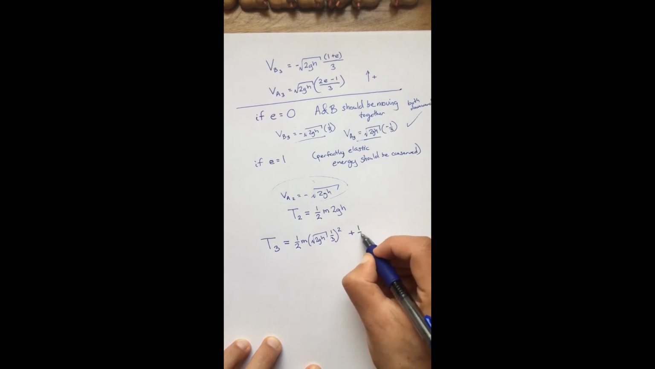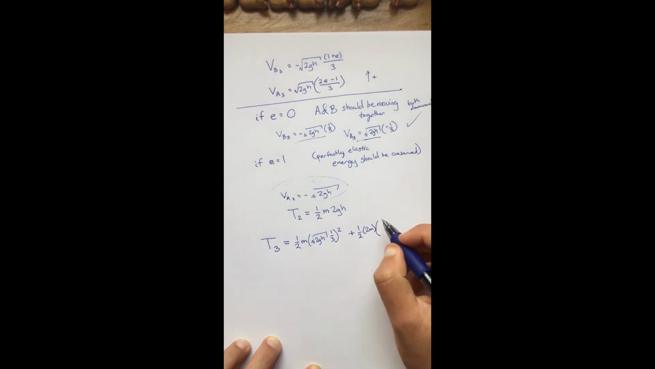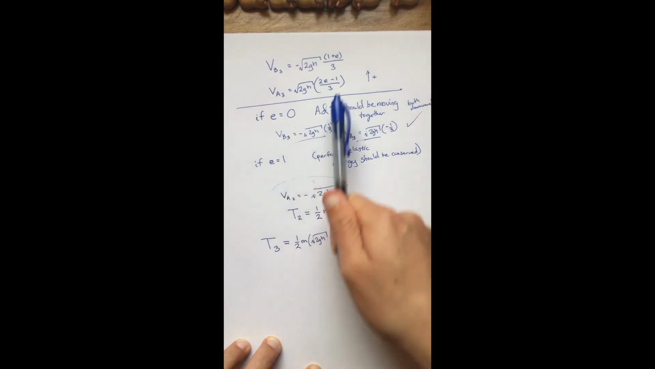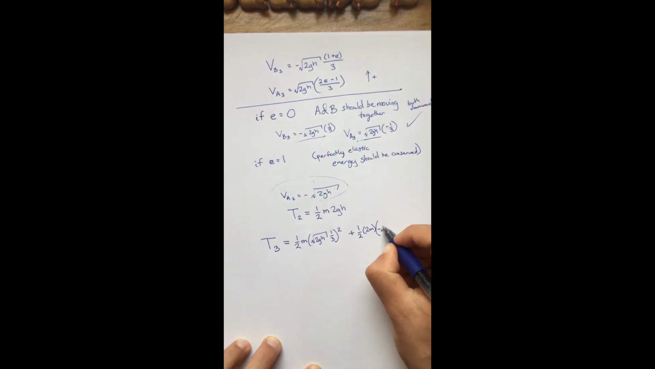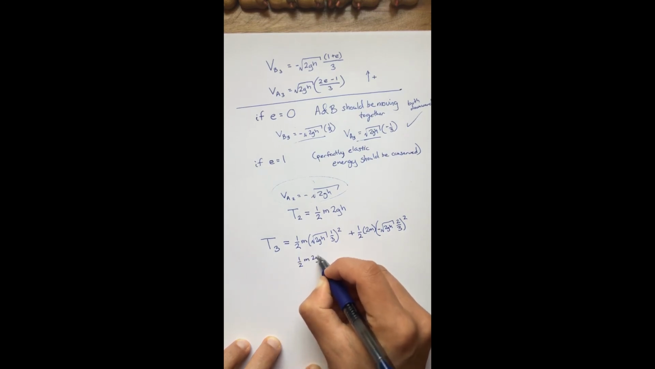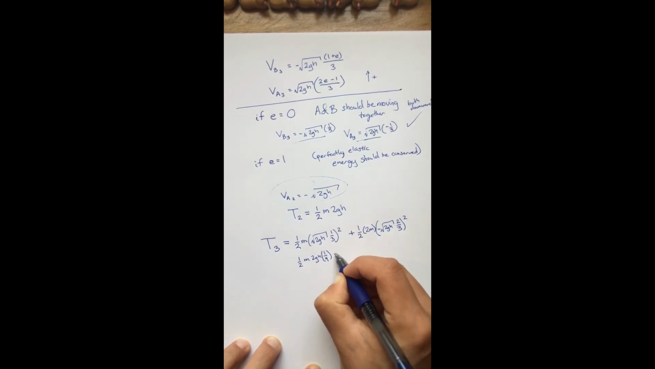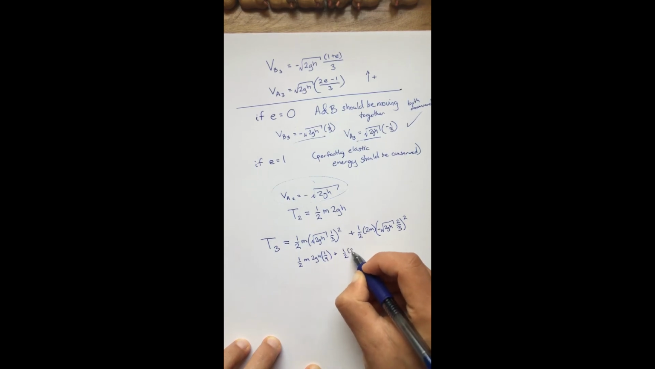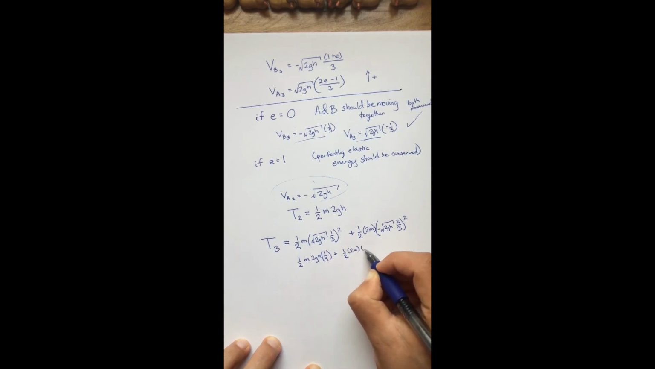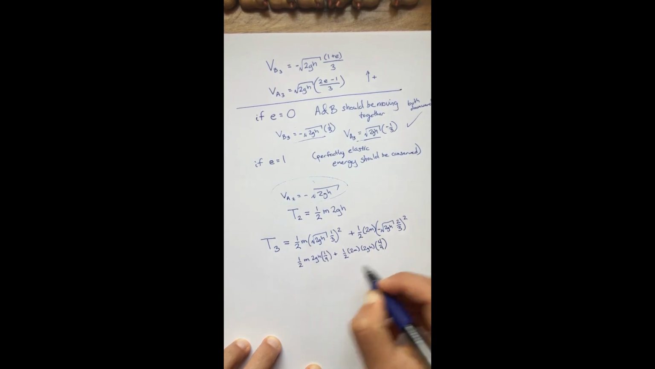The kinetic energy of B after the collision is 1/2 times the mass of B, which is 2m, times the velocity of B after the collision. If E is equal to 1, this is 1 plus 1, so this is negative square root of 2GH. 1 plus 1 is 2, so this is over 2/3 squared. This gives us 1/2 m times 2GH times 1 over 3 squared, which would be 1/9, plus 1/2 times 2m times 2GH times 2/3 squared, which is 4/9.